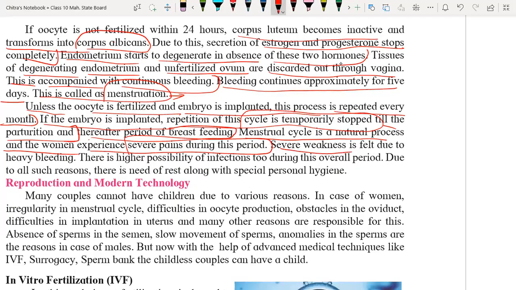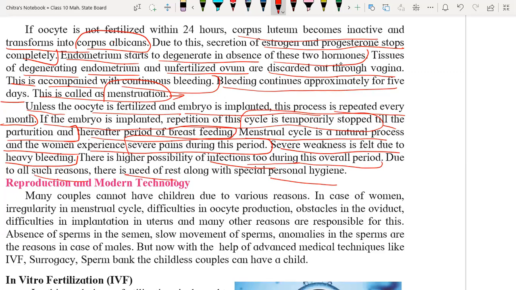Severe weakness is felt due to heavy bleeding, and there are chances of getting infection. That particular time is very risky for the woman. That's why it is very important to maintain personal hygiene and take proper rest, eat a balanced diet, and get proper sleep. Personal hygiene is very important during that period.